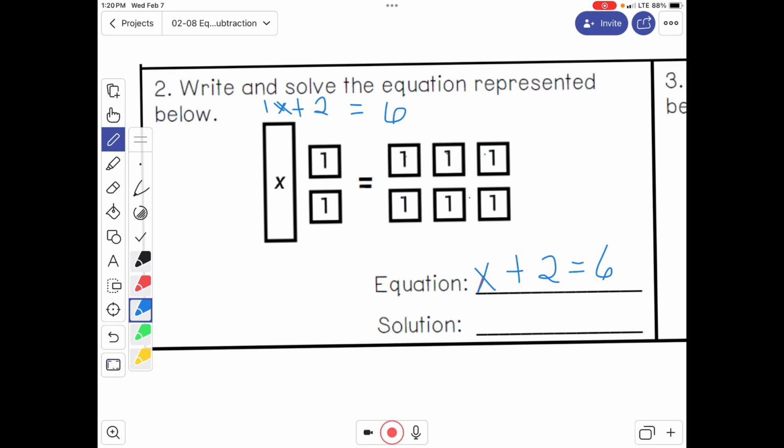You're probably already thinking 4, but let's look. Could I take 2 away from both sides? And then the equation would be x equals 4. So the solution is x equals 4.